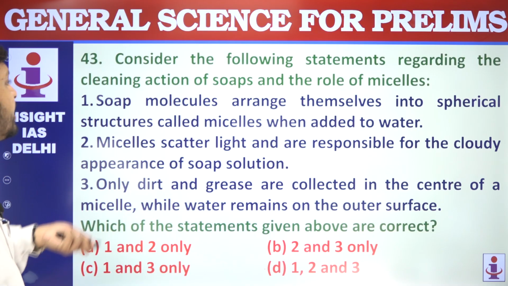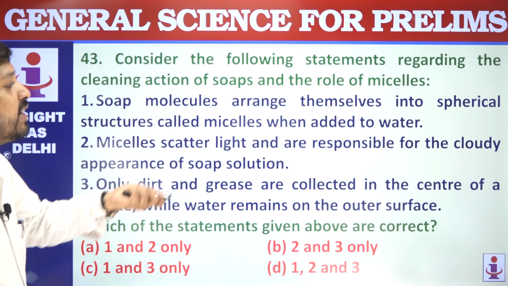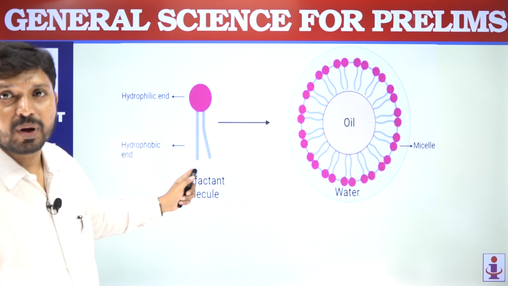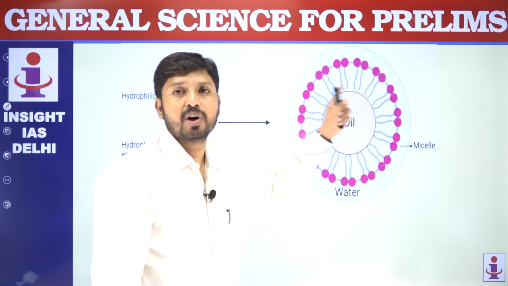Okay, let's read this statement. Soap molecules arrange themselves into spherical structures called micelles when added to water. Can you see here? This is the micelle structure. This structure, when the soap molecules are arranged in a kind of round or spherical shape, is called a micelle.